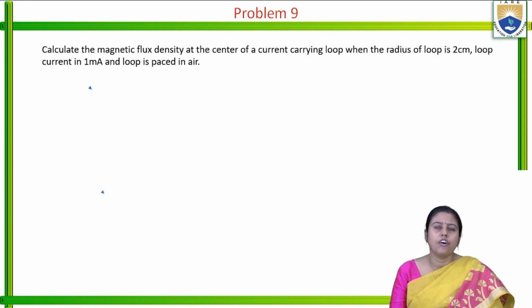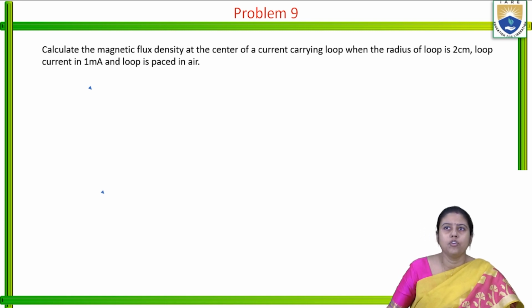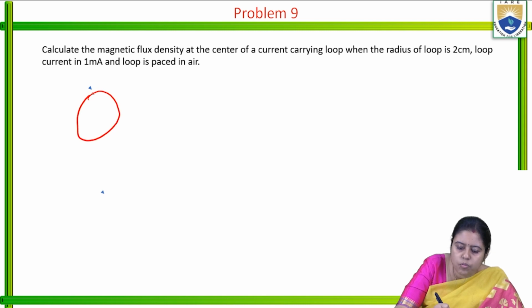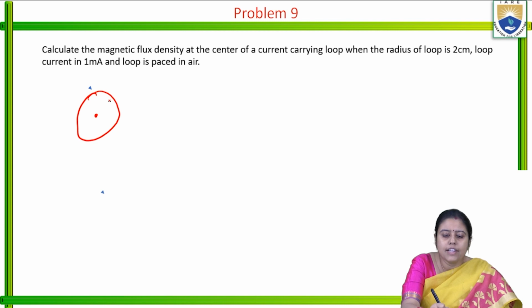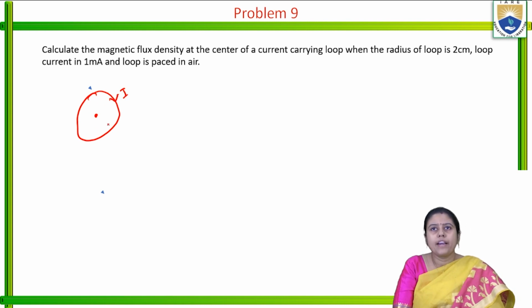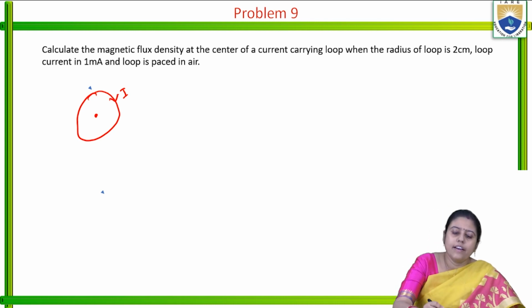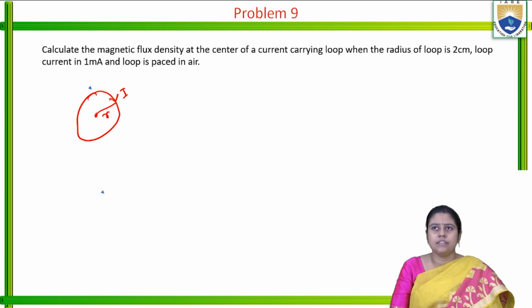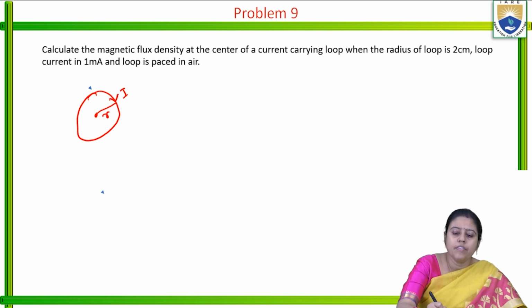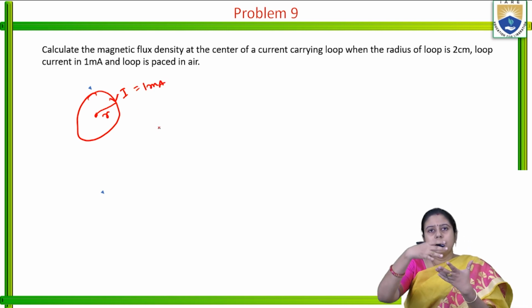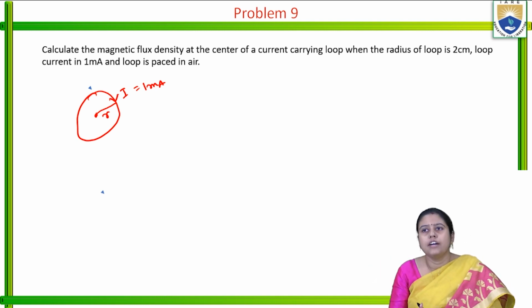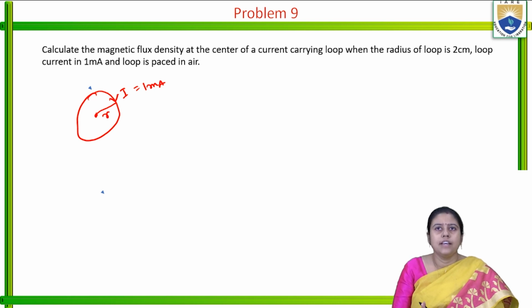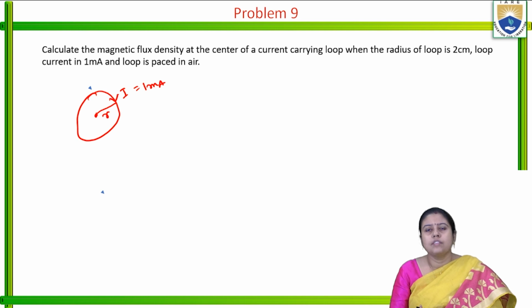This is a little different problem. Though both questions look the same, this one is a little different. Calculate the magnetic flux density at the center of the current carrying loop. Previously we used the current carrying loop, and this is also a current carrying loop. We don't want to calculate the intensity. When current flows through a current carrying loop, there will be some magnetic flux, and we have to calculate it. The radius is R, the loop current is given as 1 milliampere, so there will be some flux inside. We have to calculate the flux density, and the loop is placed in air.